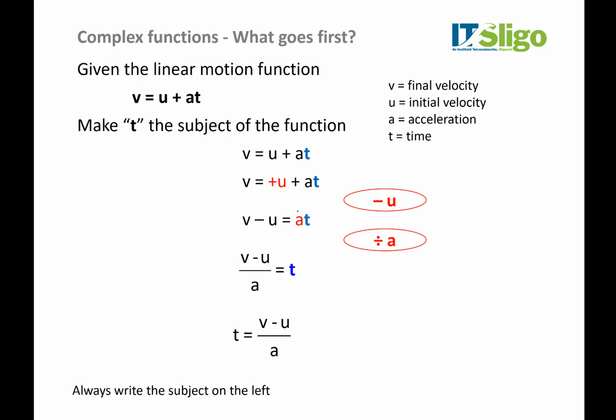So the order, guys, is you can't get rid of a first of all. If you try to get rid of a, say divide by a, you have to do it to all three terms. So if you're doing something, you have to do it to both sides. So that's why we get rid of u first, and then we divide by a. The maths is a lot easier.